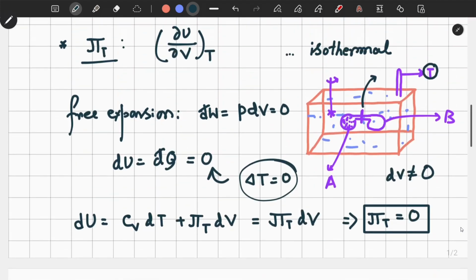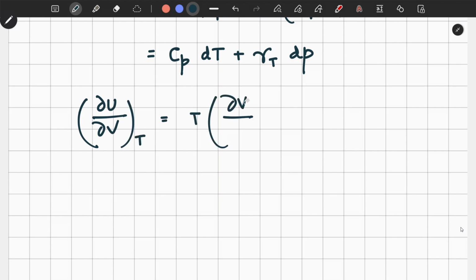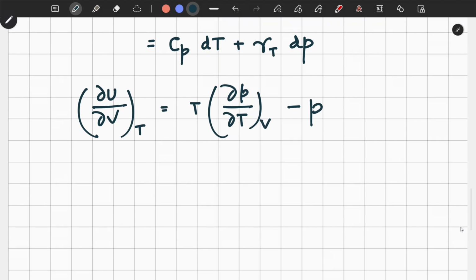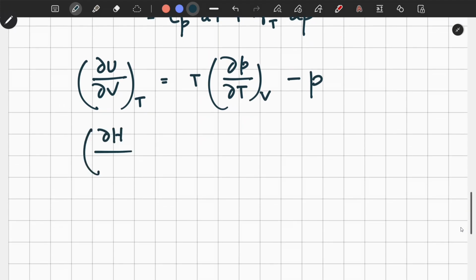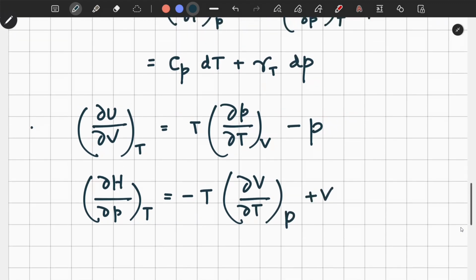Two expressions were there, right? For the thermodynamic equation of state. The first one is del U del V at constant T equals T times del P del T at constant V minus P. And another one is del H del P at constant T, which is minus T del V del T at constant P plus V. So this is pi T and this is, let's say, gamma T.